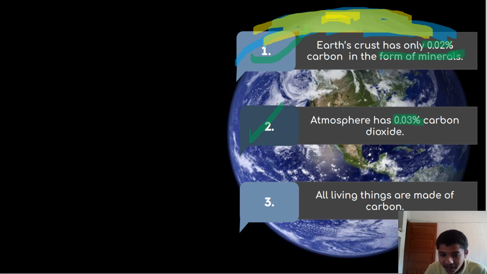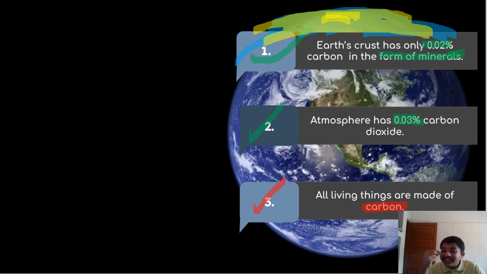Now let us see the last part, that all living things are made up of carbon. You are going to learn about this in class 11. DNA is made up of carbon. Even blood cells, and our whole body, is composed of carbon, right?